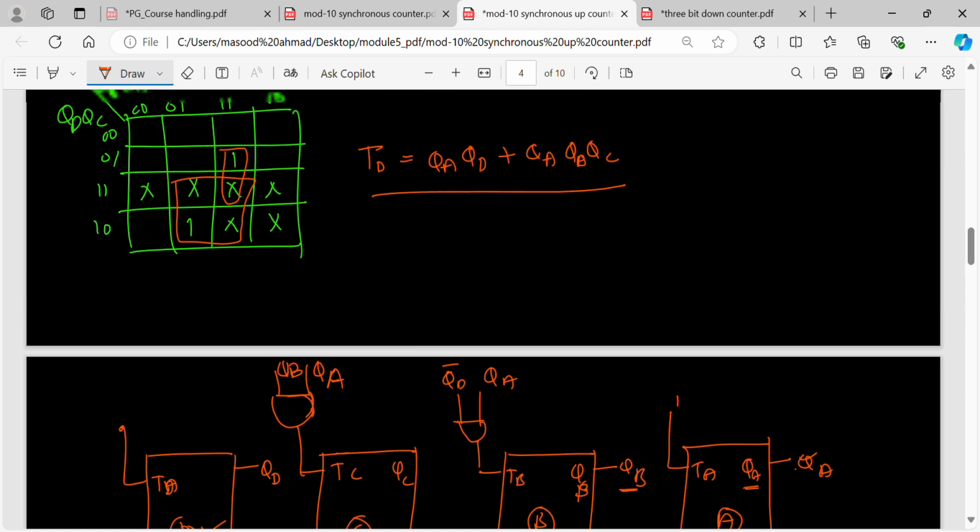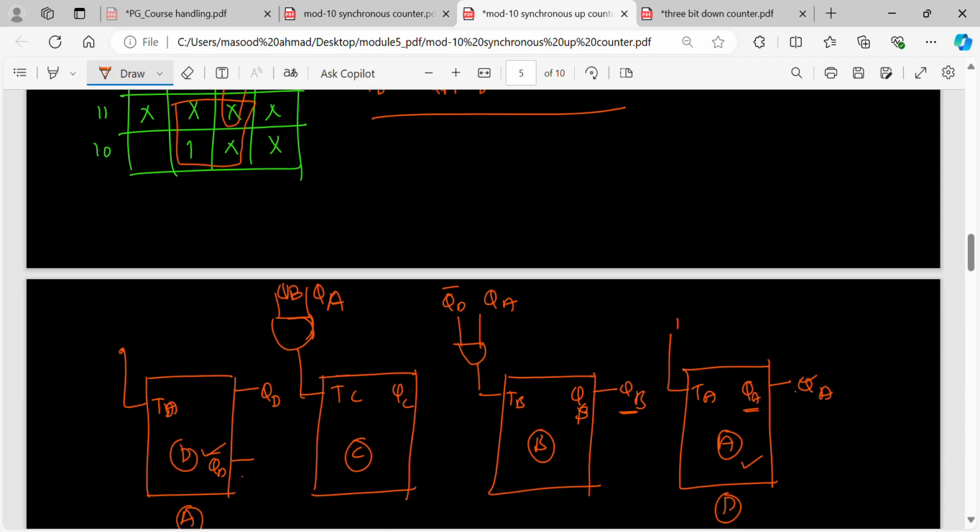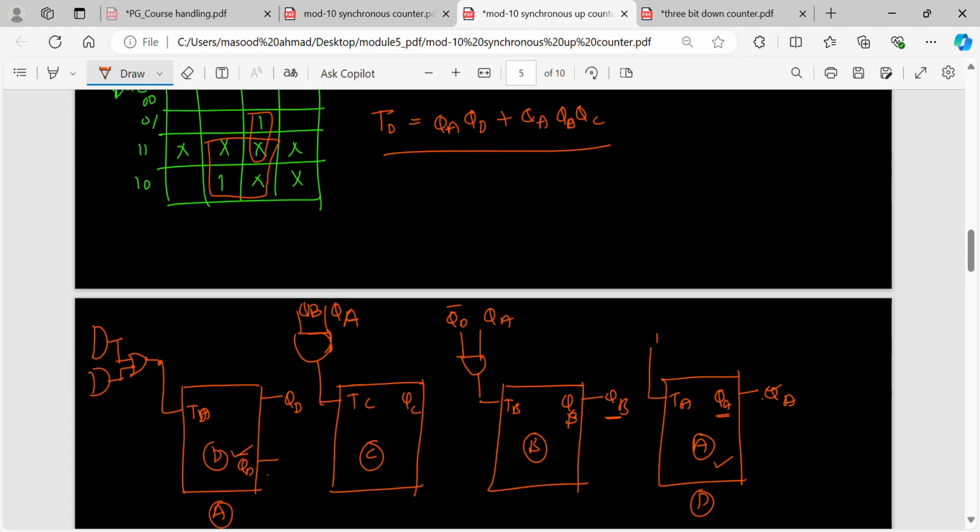And what about TD? TD has two AND gates and one OR gate. So I will take one AND gate, then another AND gate, then give them to an OR gate, and that I am giving to TD. The inputs for the gates are, one is QA, another is QD. For the other one there are three inputs: QA, QB, then QC.